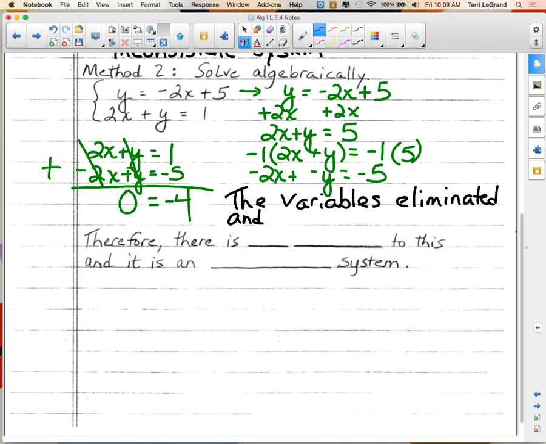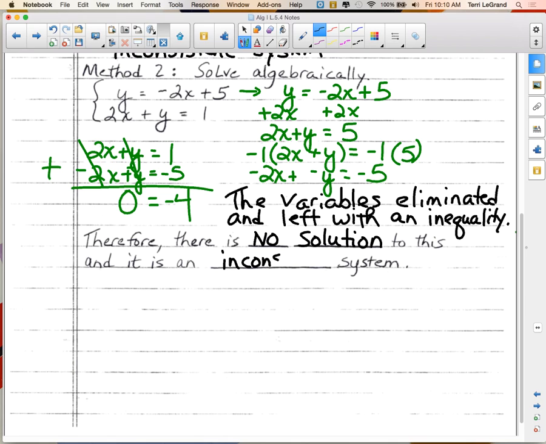And left with what? Did you get an equality or an inequality? An inequality. 1 does not equal 5 any more than 0 equals -4 in my case. So left with an inequality. Well, if that's the case, then that means there's no solution, right? If the variables eliminate and you end up with an inequality, that means you have no solution and we have an inconsistent system.